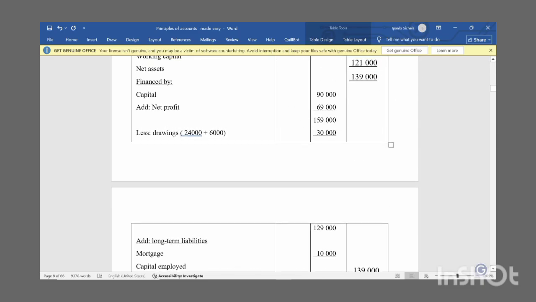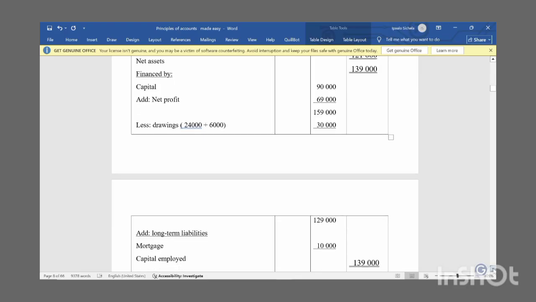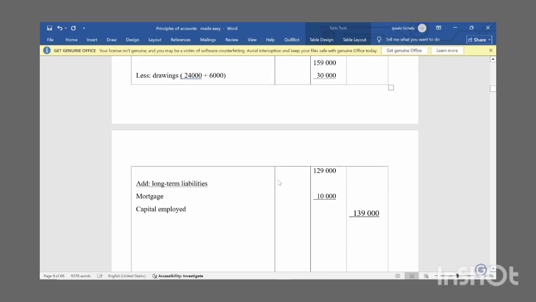So 159,000 minus 30,000 will give you 129,000. You would normally end here if there were no long-term liabilities, but in this case we had long-term liabilities. The long-term liability was mortgage. So mortgage, we always add long-term liabilities. That's just how it is. So mortgage was 10,000. So 10,000 plus 129,000 will give you 139,000, which is the capital employed.